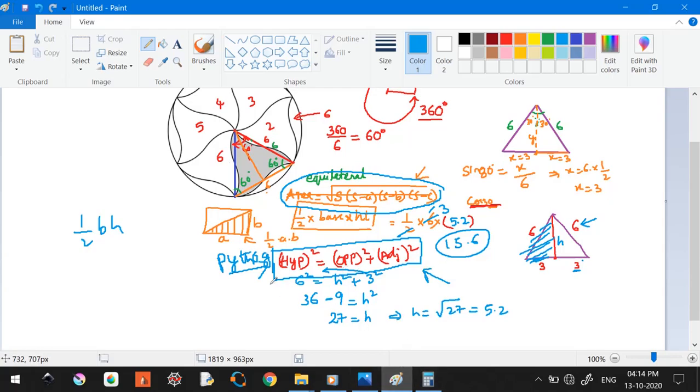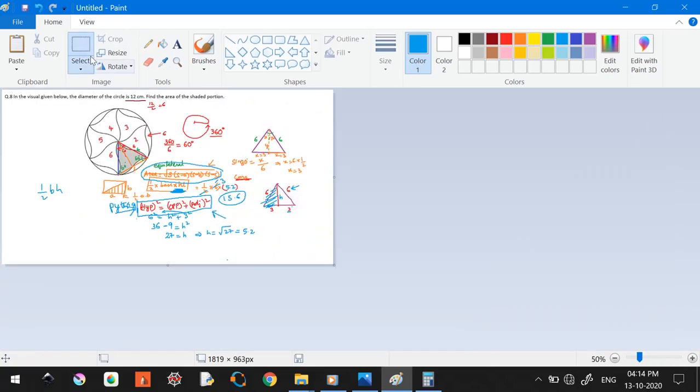So using this, the area of the triangle is going to be half base into height, which I have already explained. Using this you can easily arrive at the answer to this question, right? So I hope this is clear. This is pretty straightforward. Let's move to the next question.